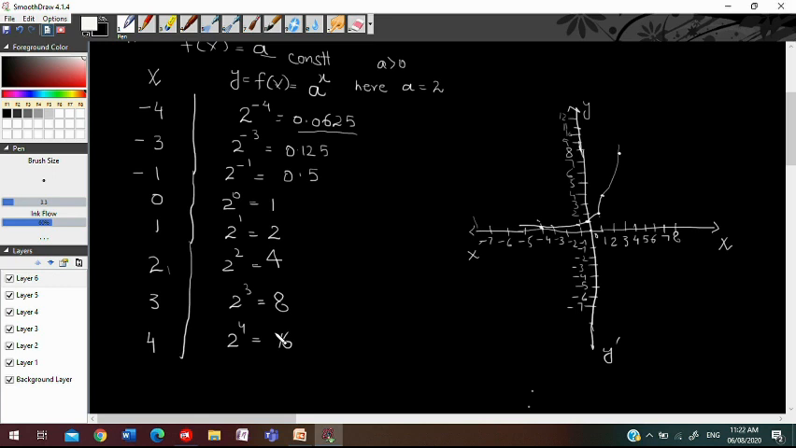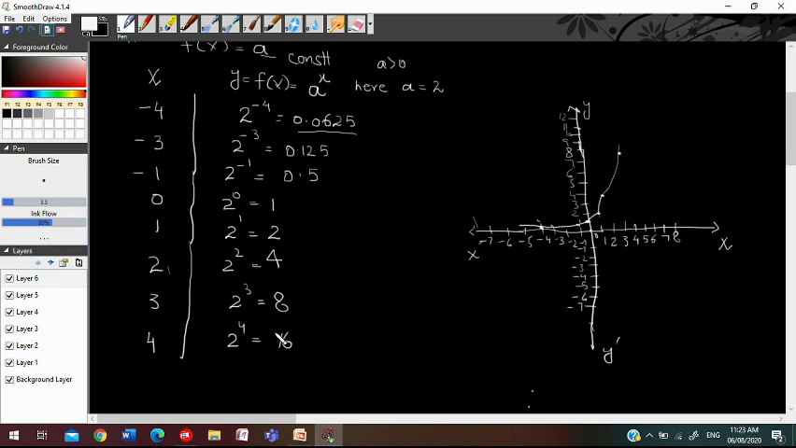Whenever we solve the paper, I will show you the different types of explicit functions also. As far as your book is concerned, the examples given are the exponential function, the common logarithmic function, and the natural logarithmic function.